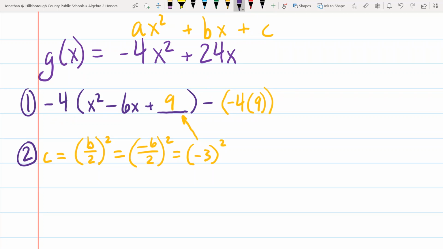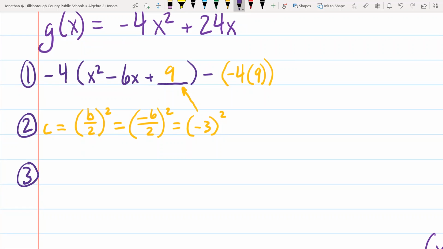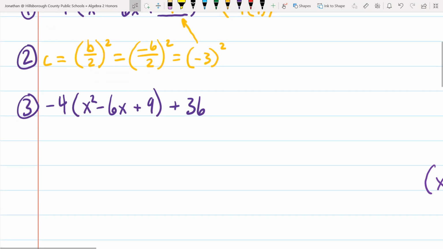Okay. Step 3, let's make this look a little nicer. -4 times (x squared minus 6x plus 9). Now we have outside here, this will be -36, minus a negative becomes a plus 36. The very last part is convert to vertex form.